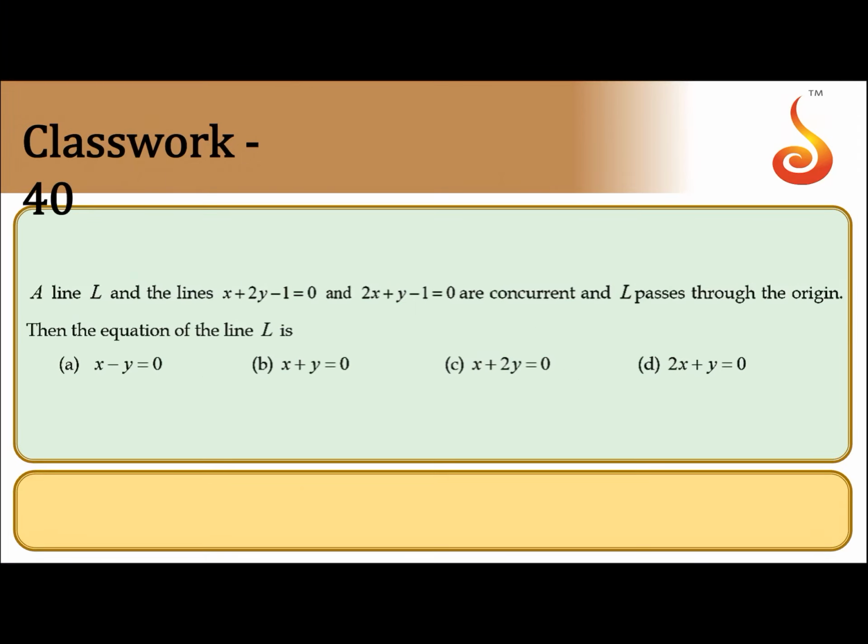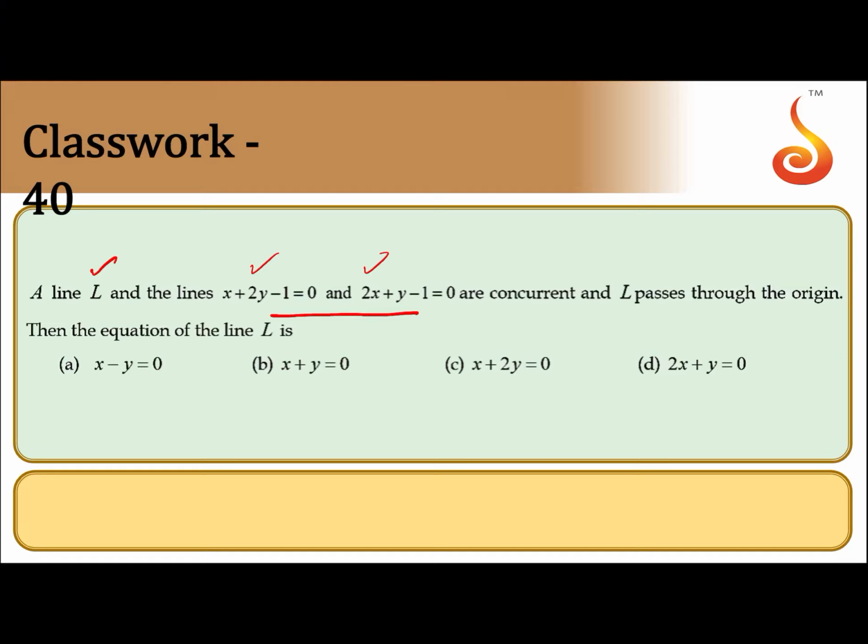Coming to the next one: a straight line L, and two other lines, are concurrent, and L passes through the origin. We do not know what the line is, and therefore I assume the line as AX plus BY plus C equals 0. Since these three are concurrent, the point of intersection of these two would lie on this line, am I right?